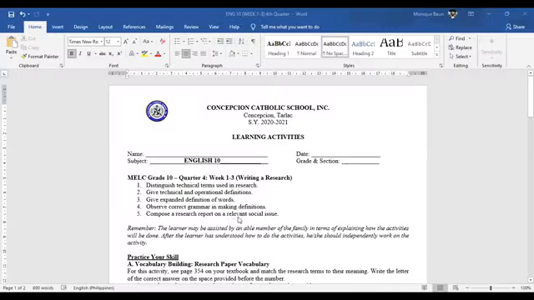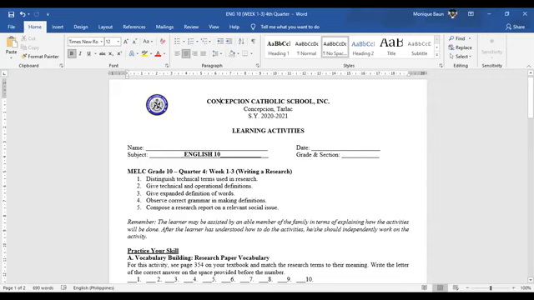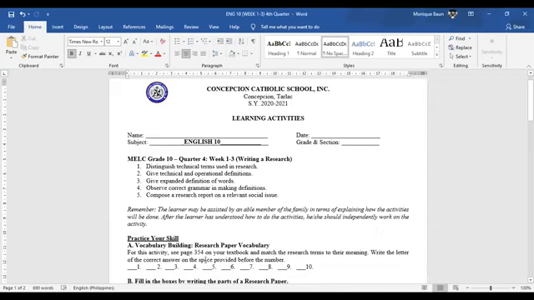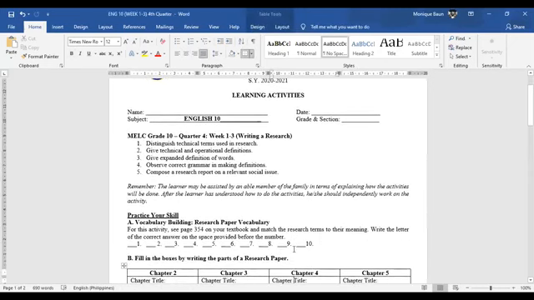Okay, so we have page 354, if I'm not mistaken. For practice your skill, we have letter A, vocabulary building, research paper vocabulary. For this activity, see page 354 in your textbook and match the research terms to their meaning. Write the letter of the correct answer on the space provided before the number.